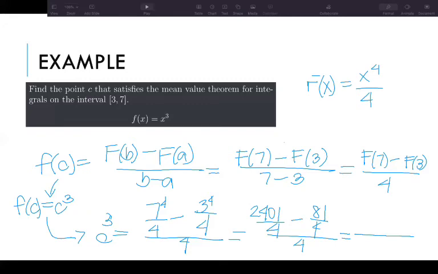This gives us 2,320 all over 4 over 4. Canceling, we get 2,320 over 4, which is 580. Then canceling one more time with the 4 below, we get 580 over 4, which is 145.